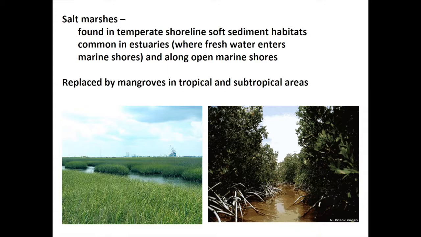And estuaries are those places where fresh water runs into the marine shore. So it's that interface between freshwater systems and marine systems. And then they're also found along open marine shores. As you go to subtropical and tropical areas, the salt marsh habitat is then replaced by mangroves, which are trees which can also live in marine habitats and serve a similar ecological role.